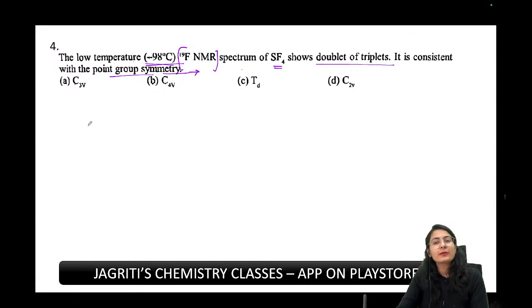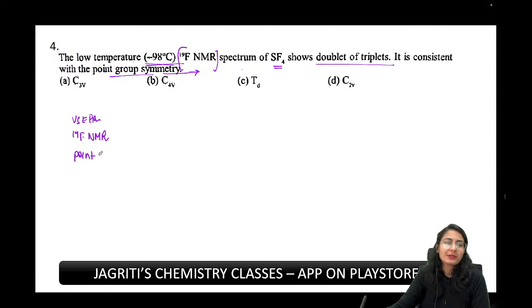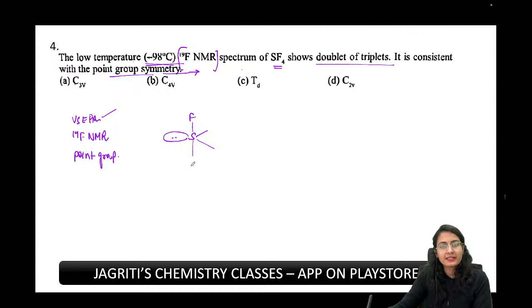But actually, this question is asking you three questions. One is the VSEPR question, another is the 19F NMR question, and another is the point group question. Three questions in one question. All right, so that's why it is very important. Now, do you know the structure of SF4 from the VSEPR theory? You know that it is a seesaw structure. Yes or no? Does everyone know this? It is commonly known as a seesaw structure, right?